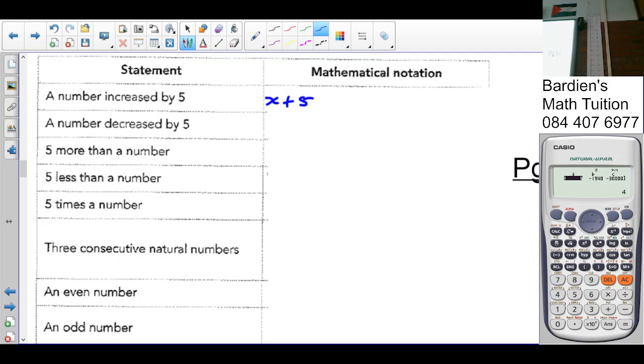A number decreased by 5? X minus 5. 5 more than a number? 5 plus x, or x plus 5. The next one? 5 less than a number. X minus 5.